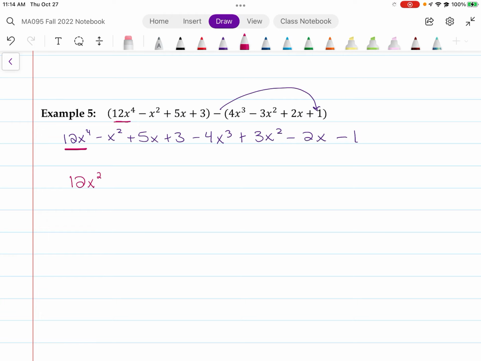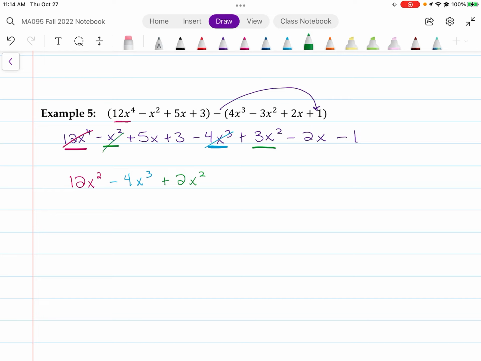All right, next I'm going to go to cubed. All right, so I'm going to go find a cubed. I don't have one on the left. The only one I have is here. So, and I forgot to cross this one out. I'm going to cross everything out as I go so I don't miss anything. So I've got minus 4x cubed. All right, then I've got minus x squared and plus 3x squared. Those are my like terms, and that gives me plus 2x squared.